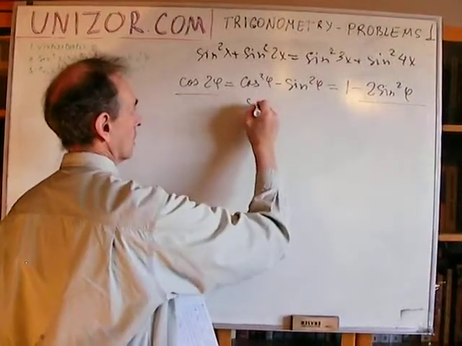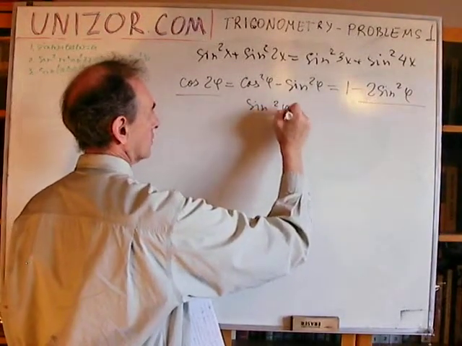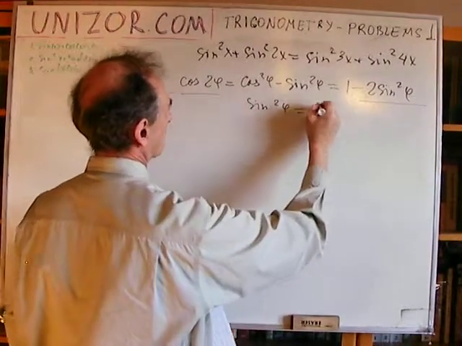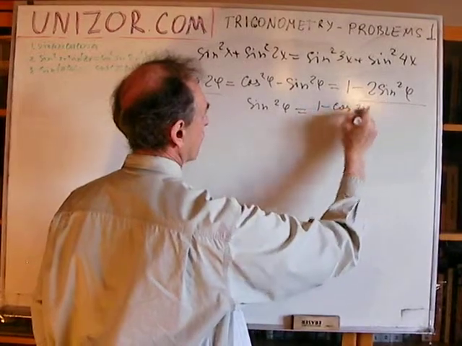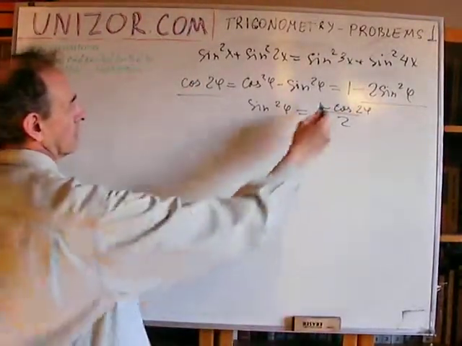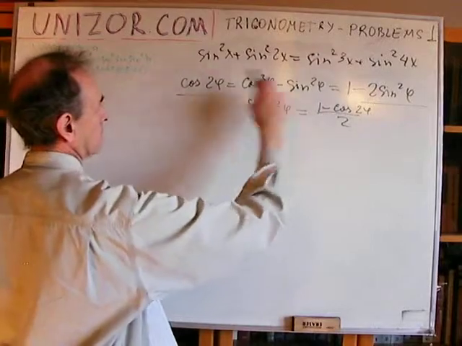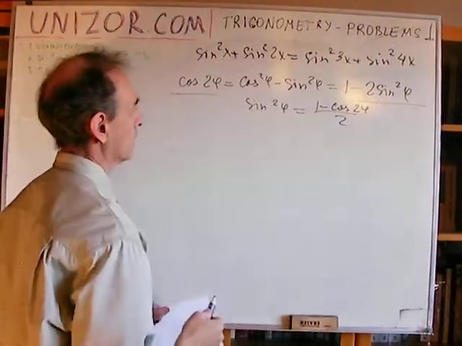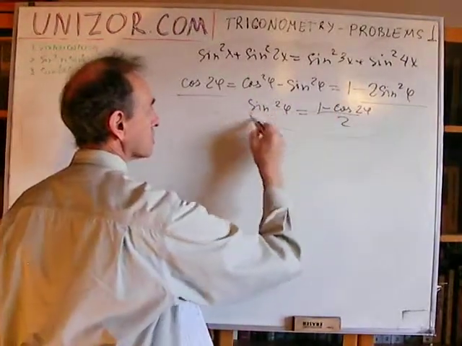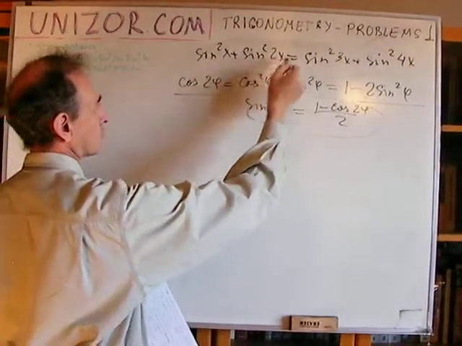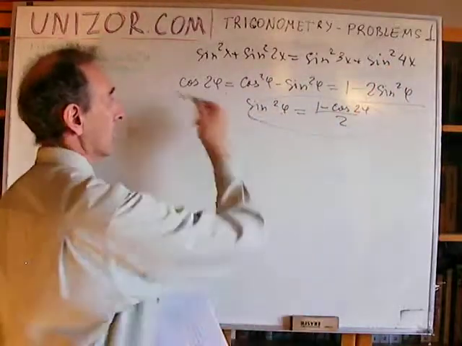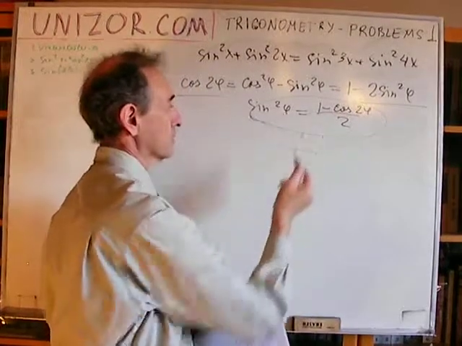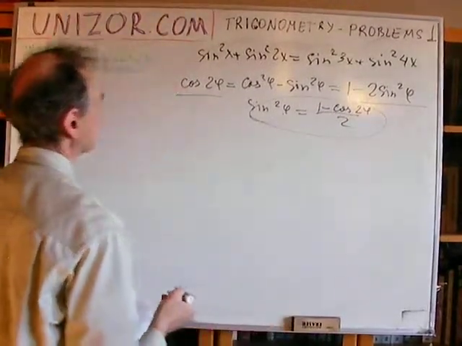So sine square phi equals 1 minus cosine 2 phi over 2, right? From this: 1 minus cosine, sine square goes here, and divided by 2. So that's what I'm going to use, where phi can be either x or 2x or 3x or 4x, and all squares will be turned into the first degree of the cosine, right? All right. Fine, let's do it.